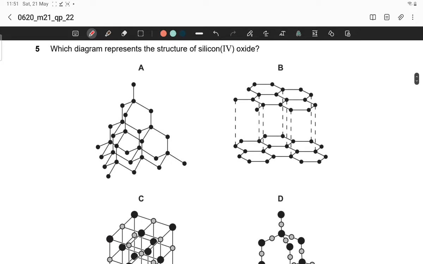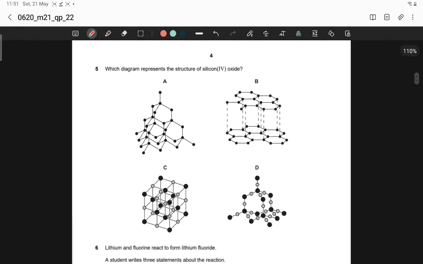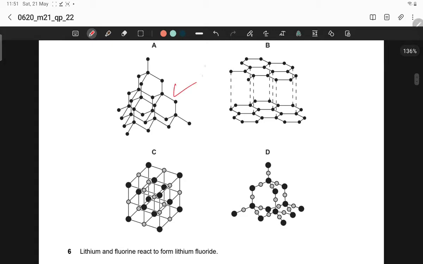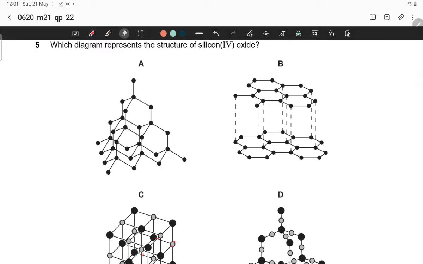Which diagram represents the structure of silicon(IV) oxide? This is diamond. Question number 5. Which diagram represents the structure of silicon(IV) oxide? Silicon(IV) oxide, the formula is SiO2, two different elements. So these are all the same element, carbon, carbon, carbon. This is diamond, and a tetrahedral structure.